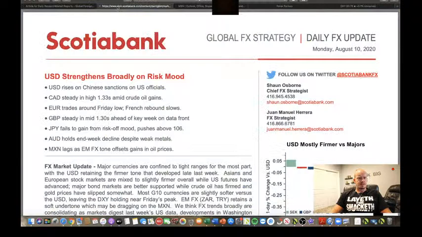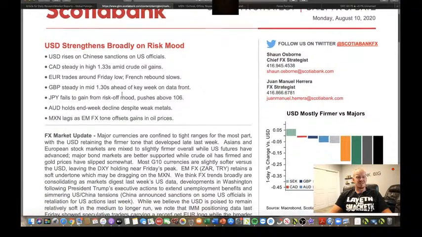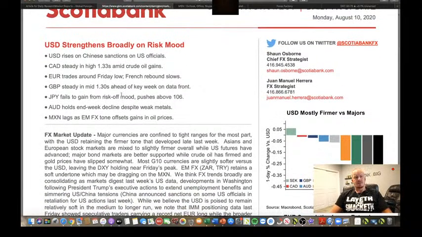One of the sites I like to look at is Scotiabank, just for some fundamental news. I mean, you don't really need to understand a lot of fundamental information in the markets, but it's kind of nice to see what's going on, what they're saying, and just have an understanding of what's really going on in the market. So here was today. There was some Chinese sanction on U.S. officials. So is that bringing more strength to the U.S. dollar? I don't know. It doesn't really matter. The charts are what is telling you what's going on.